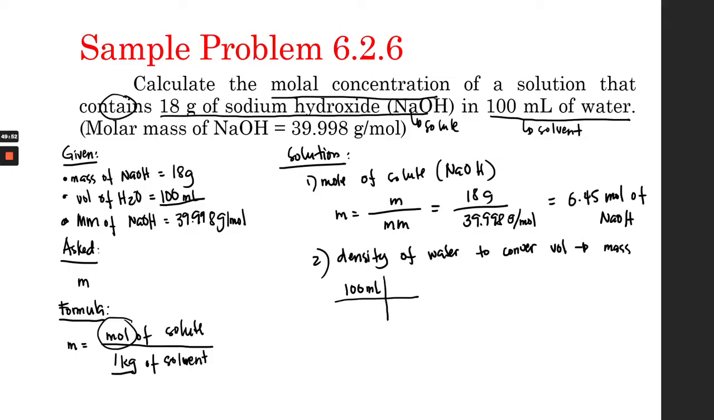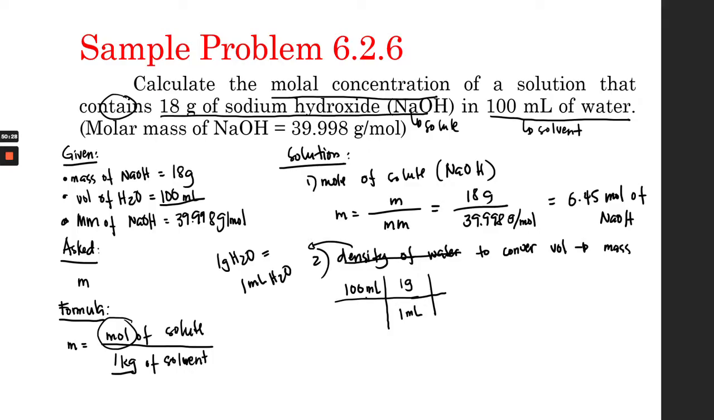In order to convert that, one of the common knowledge that we have is that in 1 gram of water we have 1 milliliter of H2O. So meaning the density of water is basically the relationship between volume and mass. 1 gram H2O is equal to 1 milliliter of H2O. That is common knowledge that I want you guys to always remember.